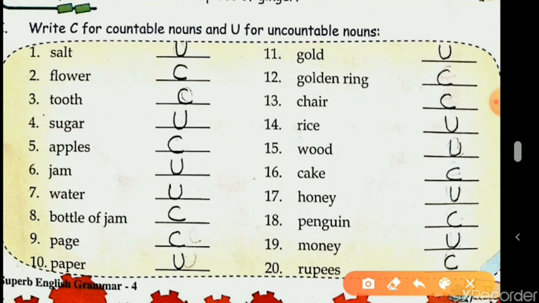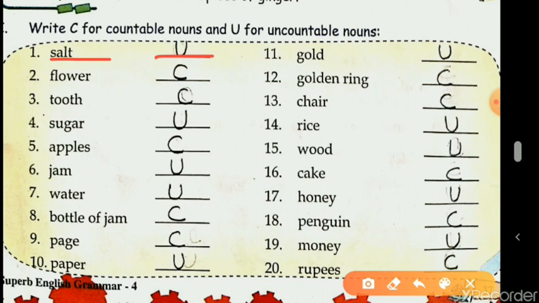First word is salt. Students, can you count salt? No, we cannot count salt. So salt is uncountable. And for uncountable, we should write U, because the word uncountable starts with the alphabet U and the word countable starts with the alphabet C. So we need to write U for uncountable and C for countable. What are countable nouns? All the things which can be counted. Uncountable, things which cannot be counted. So U for uncountable and C for countable. Salt, it is uncountable. We cannot count salt. So for salt, we'll write U.